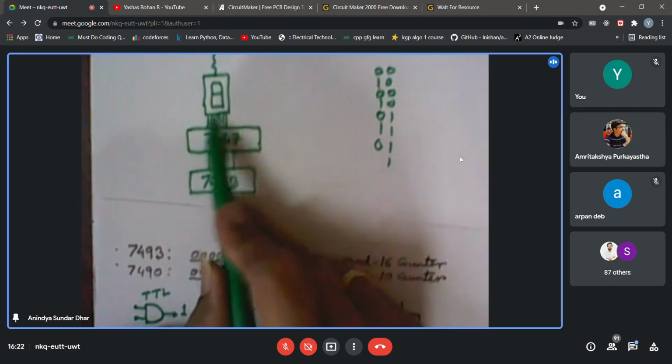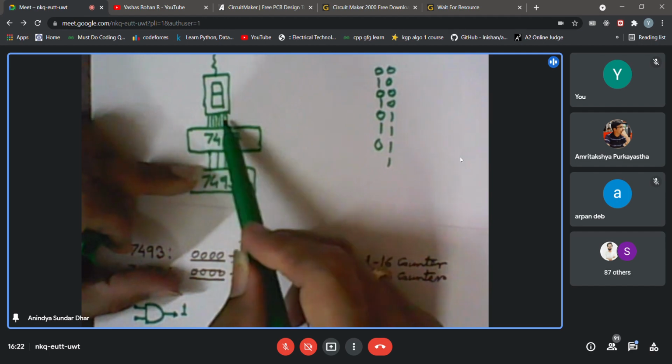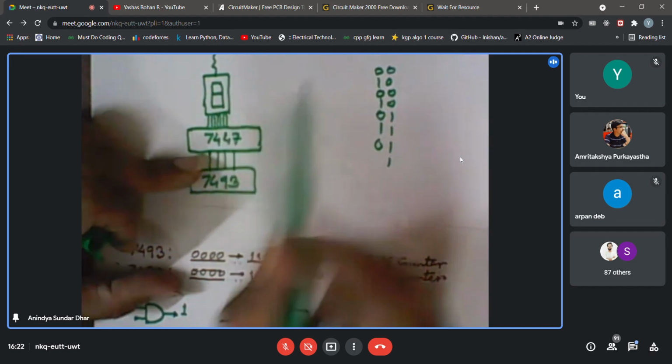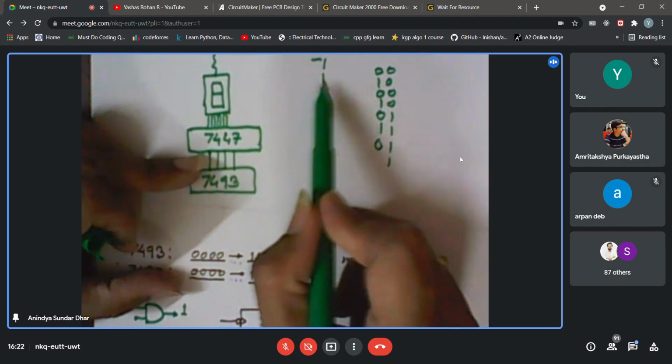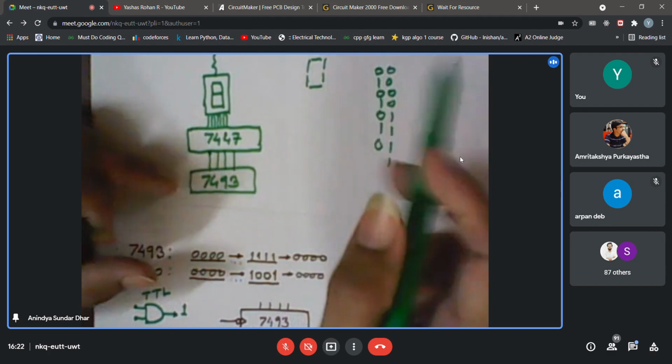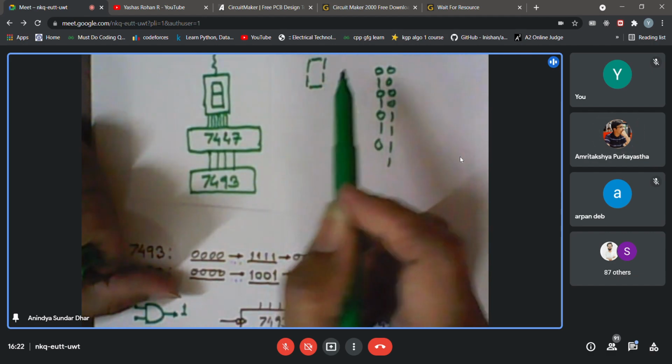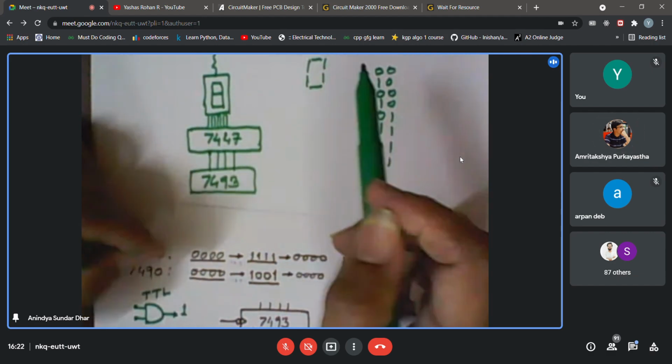You may have mixed up the segments, say small a, b, c, d, e, f. In place of a, suppose you have connected g. In that case, what would happen? It is slightly tricky, but just think of this one.